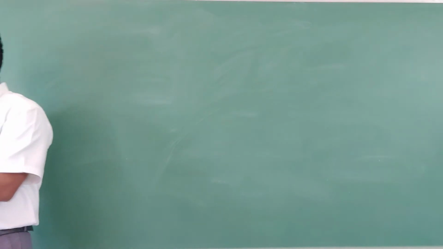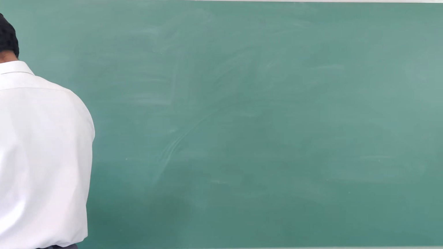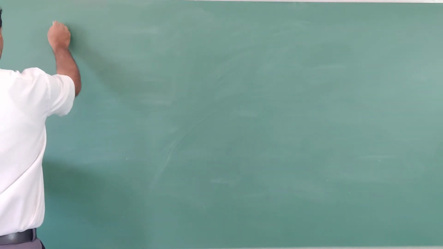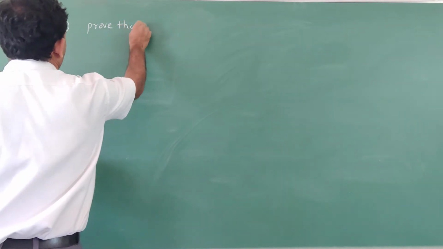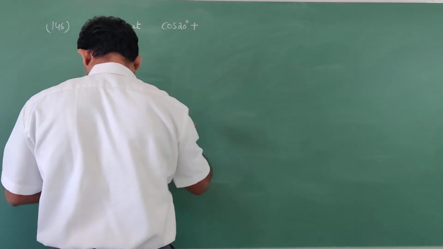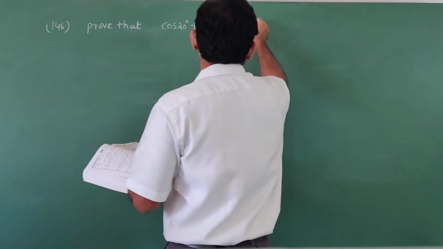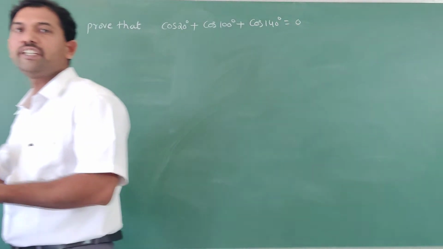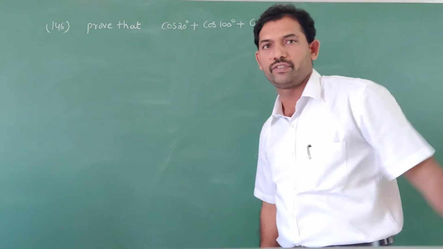Next one, 146. Using transformation formulas, prove that cos 20 degrees plus cos 100 degrees plus cos 140 degrees equals 0. We are going to do this using transformation formulas.